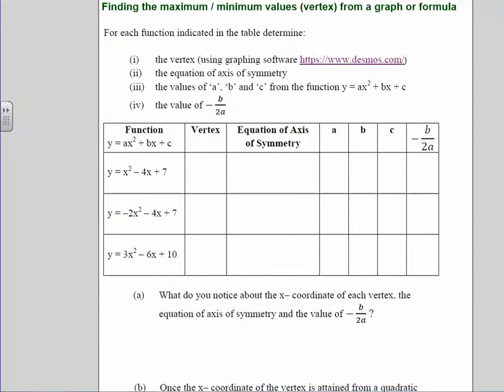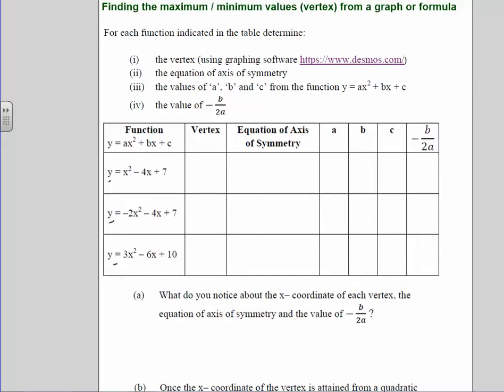Okay, in this section, we're going to be finding the maximum or minimum values, or the vertex, for a graph or formula. We have three functions listed here. We're going to graph each of them, using this website to graph. From that, we're going to find the vertex and the equation of the axis of symmetry.